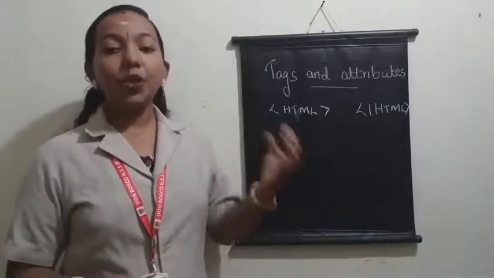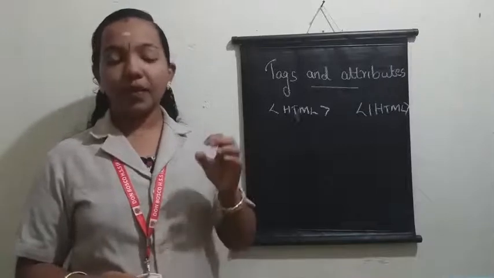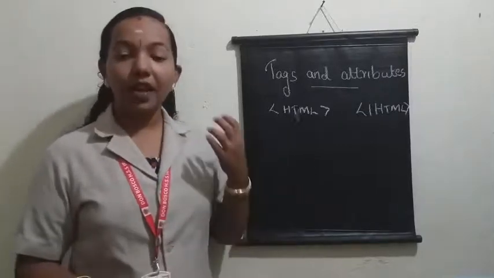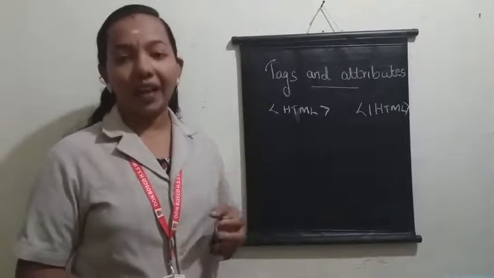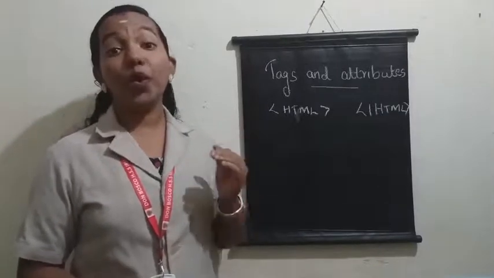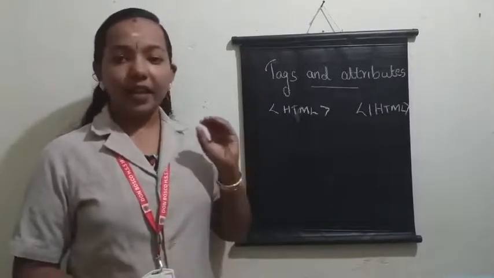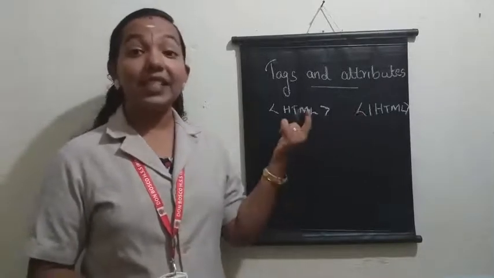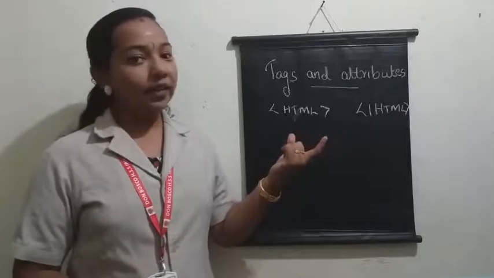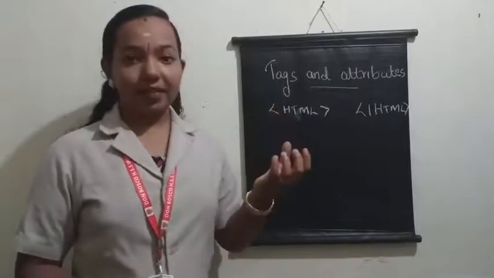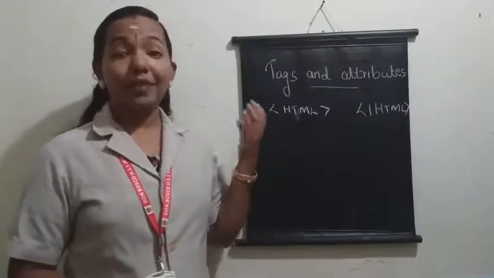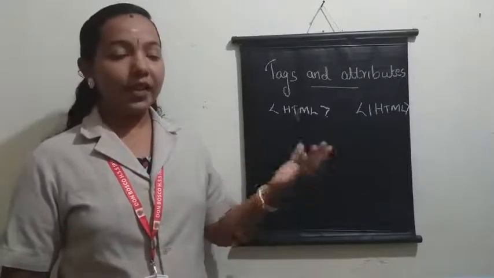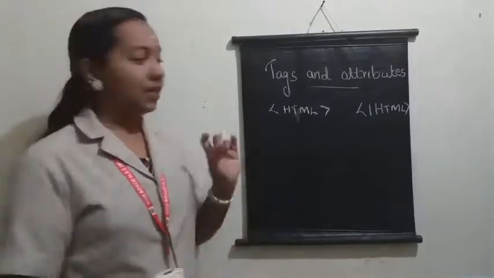Okay, suppose you want to write any information, or suppose you want to include a paragraph in our HTML document, then definitely you write that paragraph inside the body tag. Then suppose you want to specify the title, then we will write the title inside the title tag. Okay, clear? So this is a tag. An HTML program is a collection of tags and their attributes. Clear?